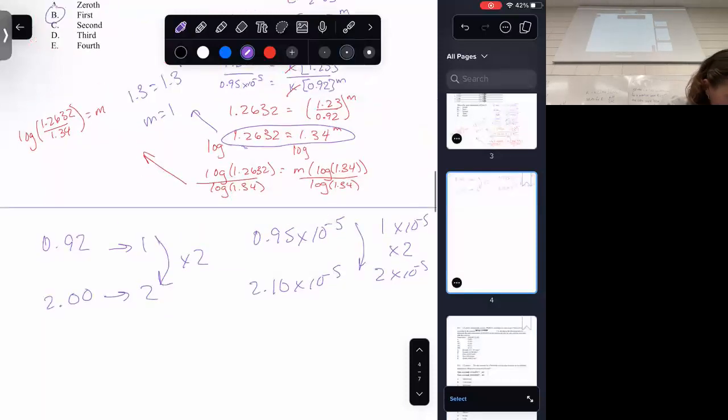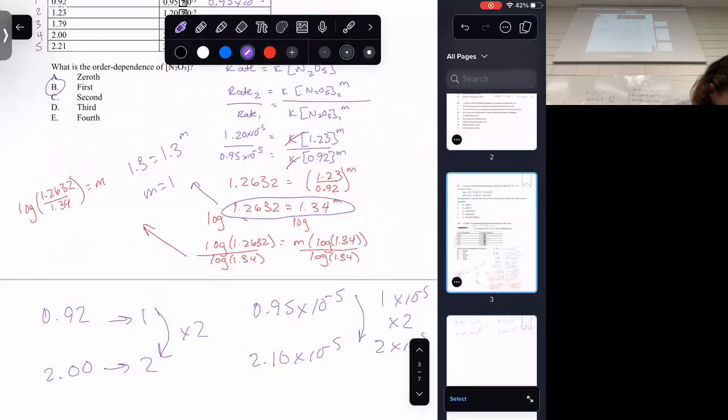Let me check my math again. Yeah, I got a weird number when I just plugged it in real quick. Let me check my original math.